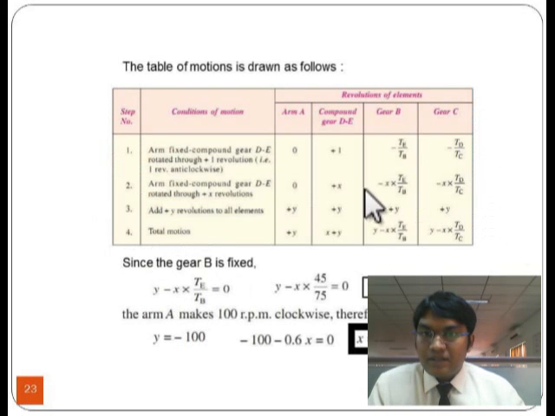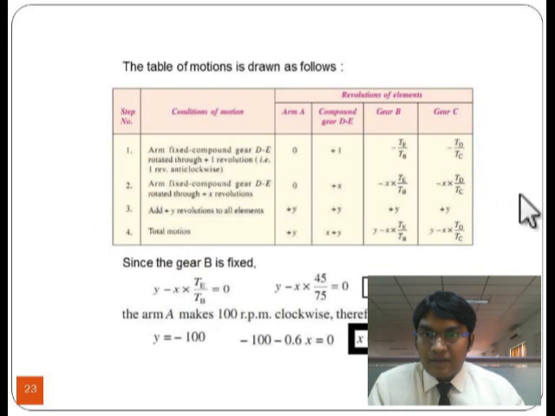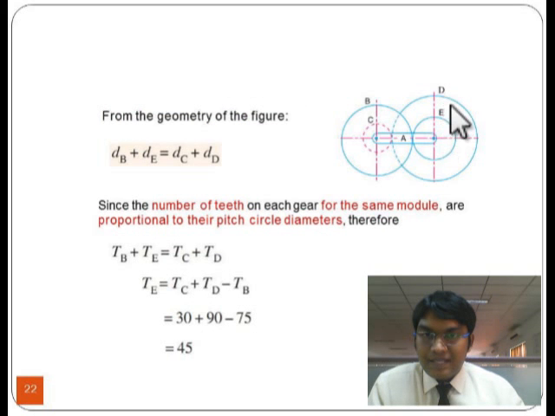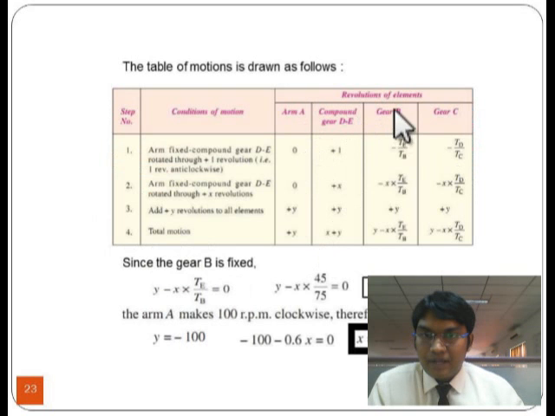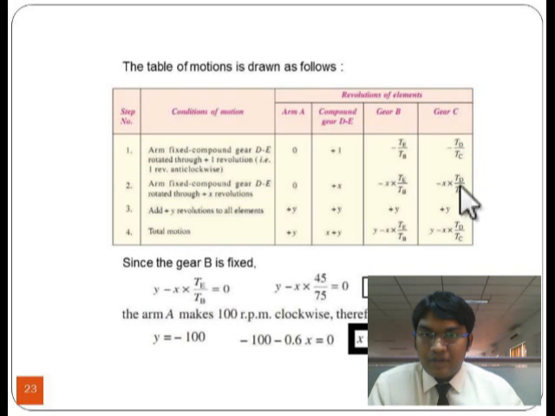Next, this is the table that we have found out. As you can see, now the arm is there. Now I'm going to take compound gear wheel DE as my next gear in the next column, and in the third column I'm going to take gear B, and then in the fourth column I'm going to take gear C.